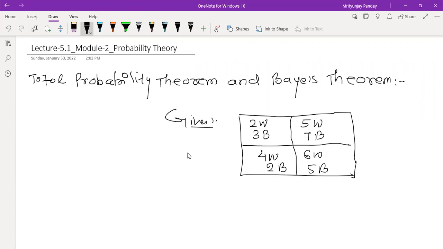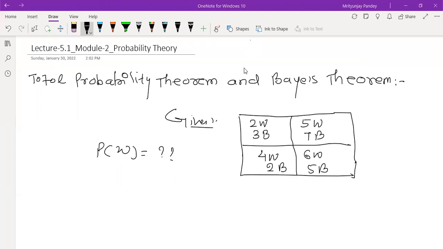And our question is, suppose that you select one ball from the whole set of boxes. Then what is the probability that it should be a white ball? So the probability of a total white ball is known as the total probability theorem. So how do we find this total probability of a white ball?